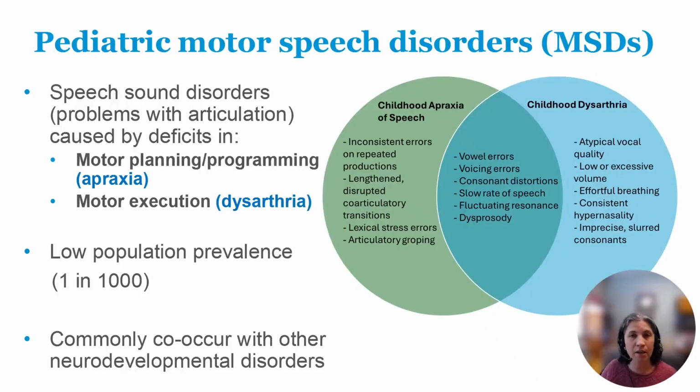They have an estimated population prevalence of only about 1 in 1,000 kids. Motor speech disorders most often co-occur with other neurodevelopmental disorders. In fact, the majority of children with apraxia or dysarthria also have broader problems with language, cognition, and behavior. Isolated cases of pediatric motor speech disorders do occur, but these are actually quite rare.